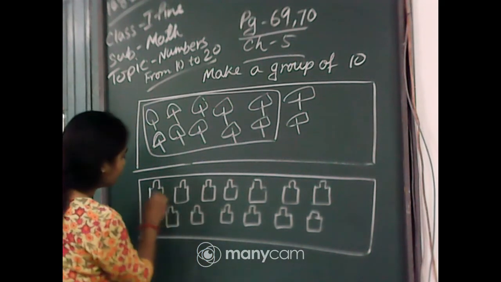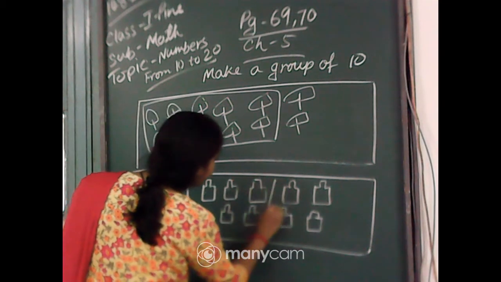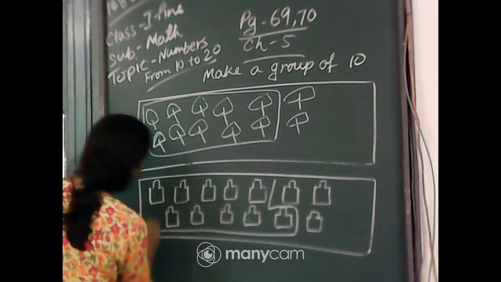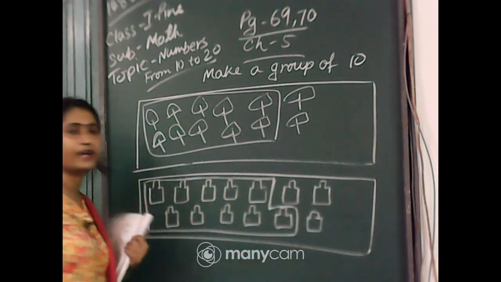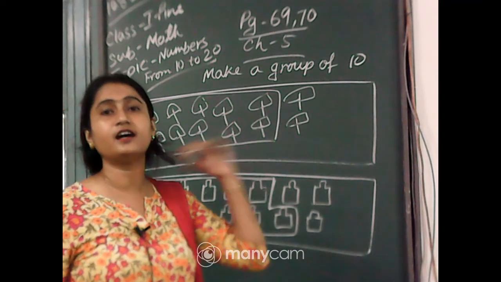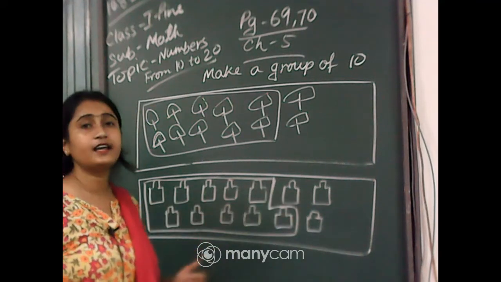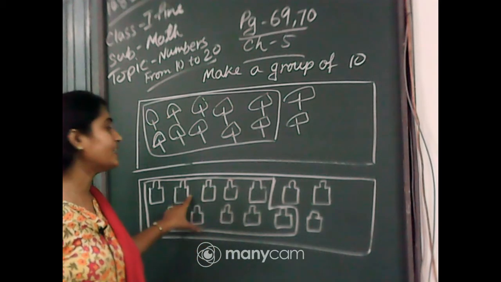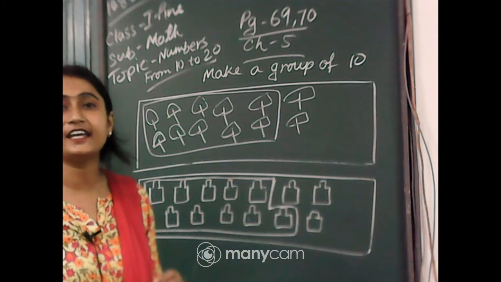Okay. Count 1, 2, 3, 4, 5, 6, 7, 8, 9, 10. So, please make a group of 10 jars in this way. From any side you can. 10 are in a group, 3 jars are not in a group, 3 jars are left. Then what is the number? 1 ten and 3 ones, 13.